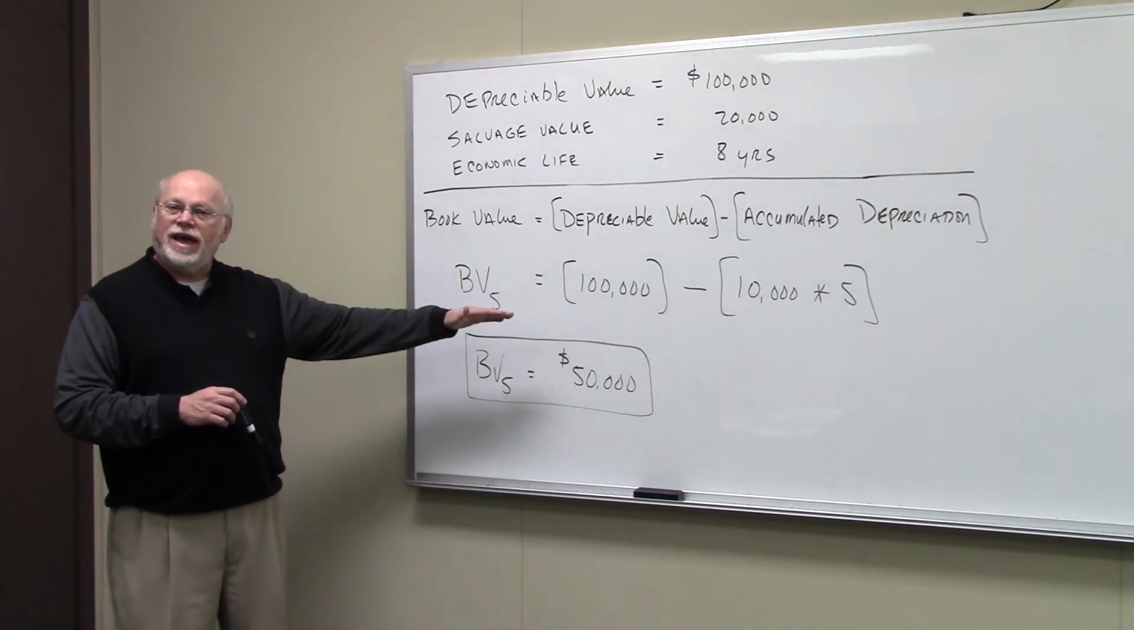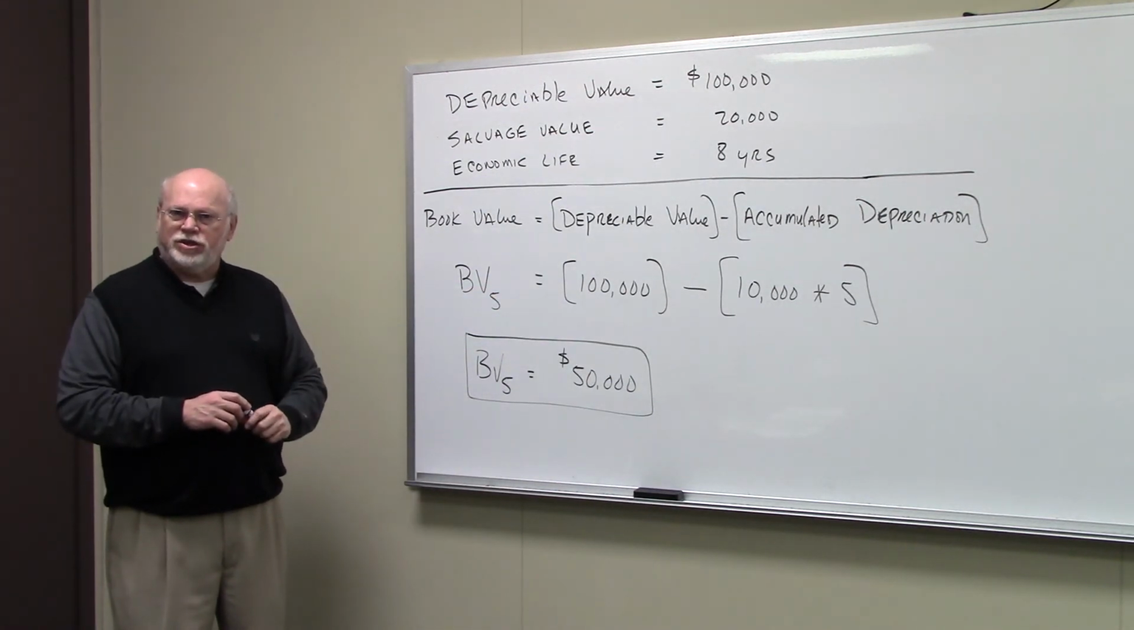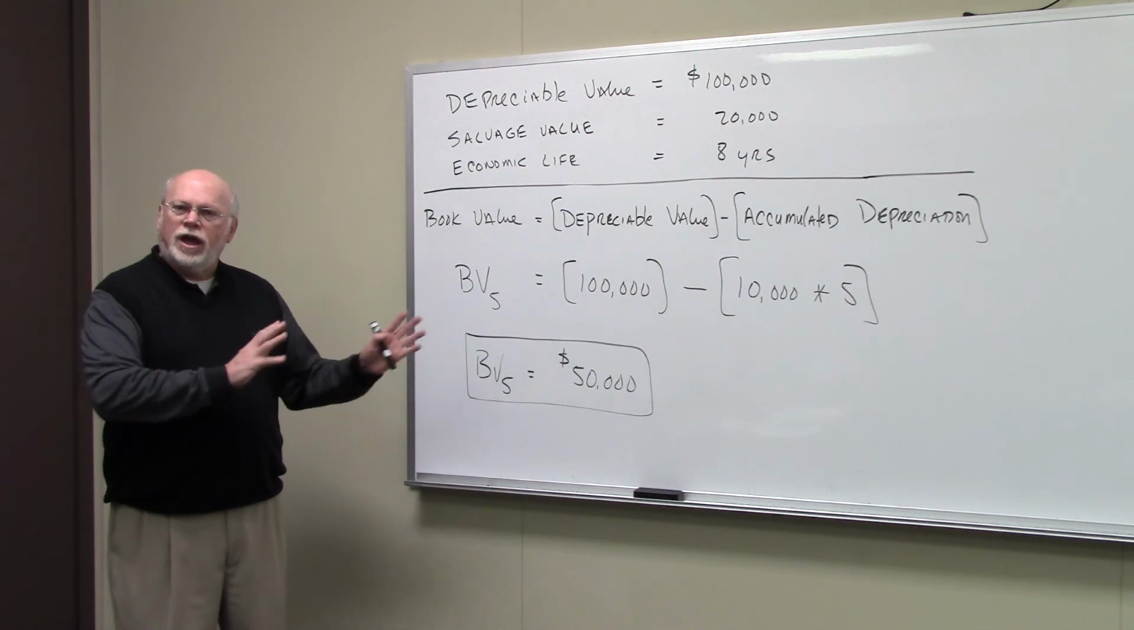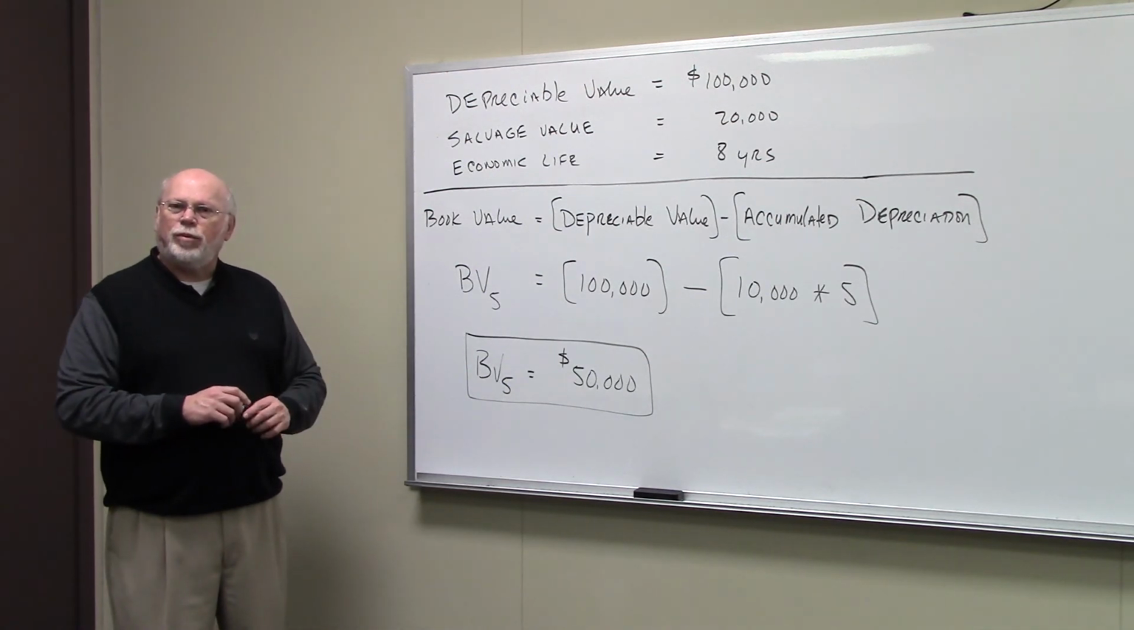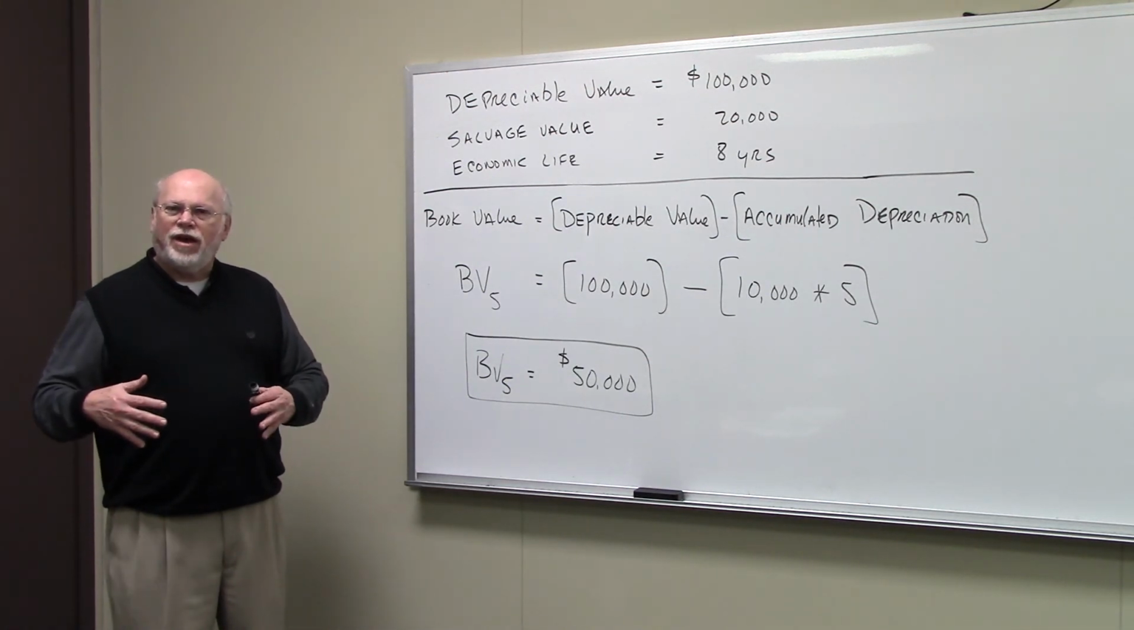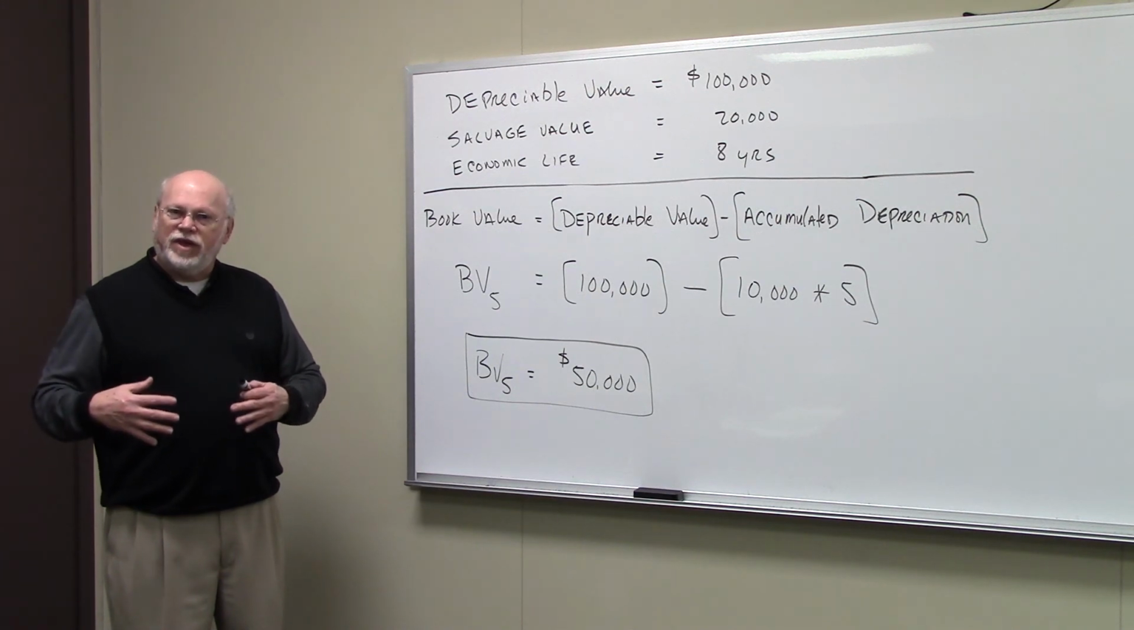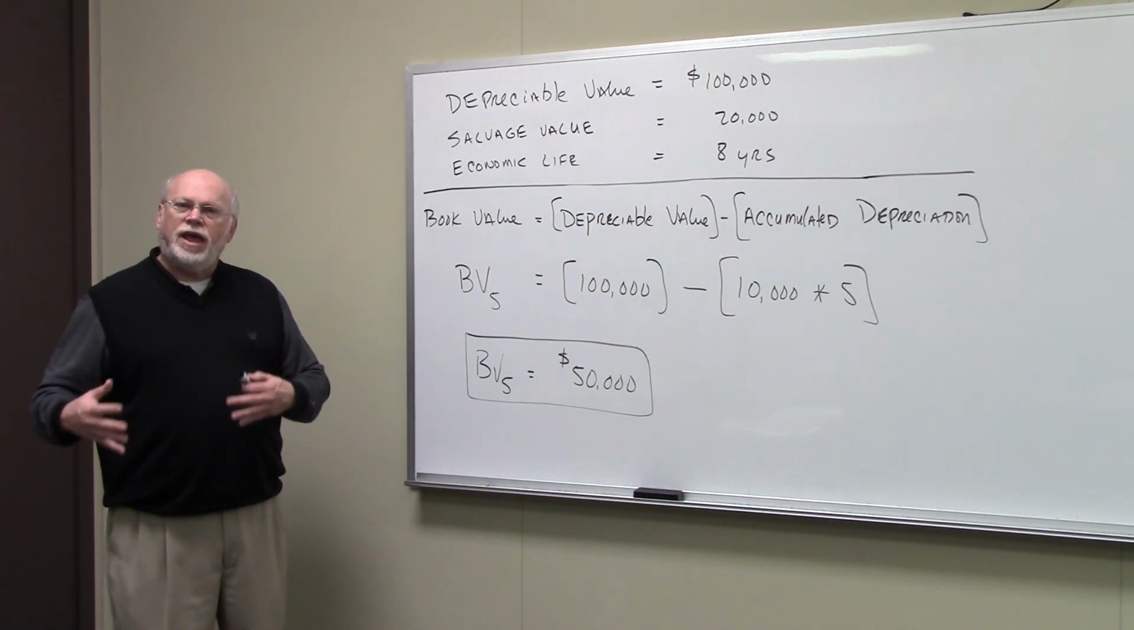And this is the amount that if you sold the asset for anything more than book value, there's going to be a tax consequence to that. And in a moment, in the next video, I'm going to put up an example of how we would go about calculating the different kinds of gains, depreciation recapture, and capital gains.